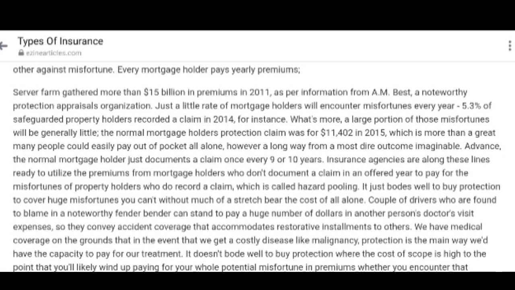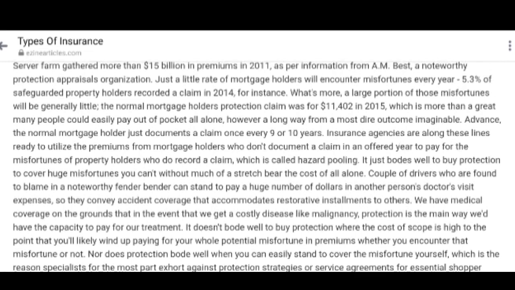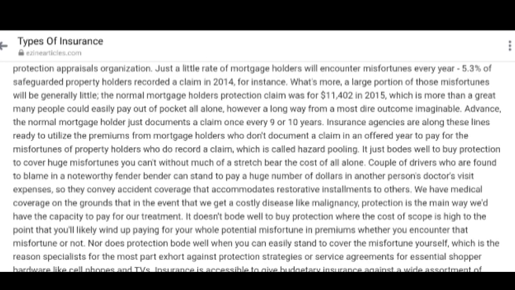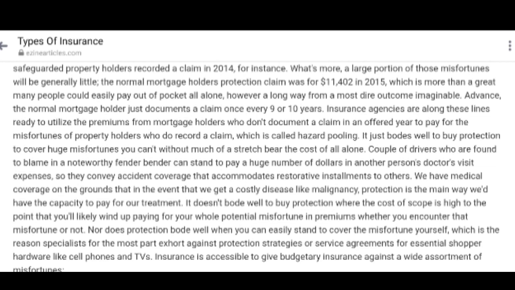Every homeowner pays yearly premiums. The firm collected more than 50 billion in premiums in 2011, according to data from AM Best, a notable insurance ratings organization. Just a small percentage of homeowners will experience losses every year. 5.3% of insured homeowners filed a claim in 2014, for instance. And a large majority of those losses will be relatively small.